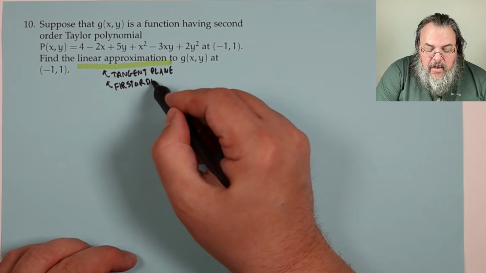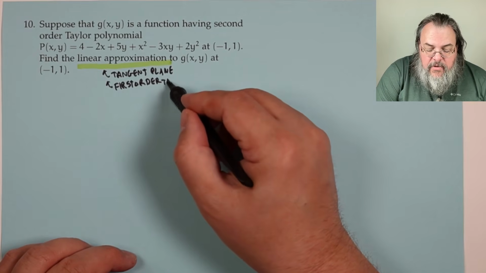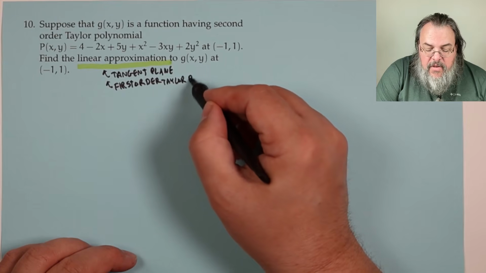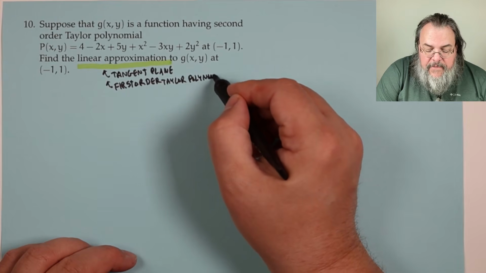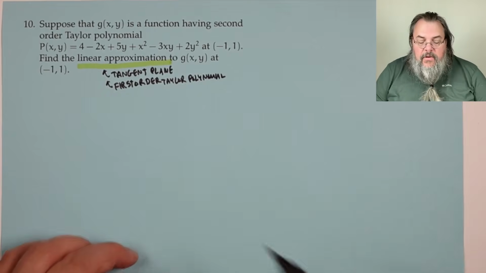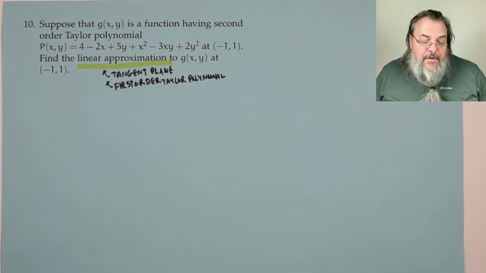And now you're like, this is going to make this problem like super-duper easy, isn't it? Because what can we do? Well, we have the second-order Taylor polynomial, so it must have the first-order Taylor polynomial inside of it.